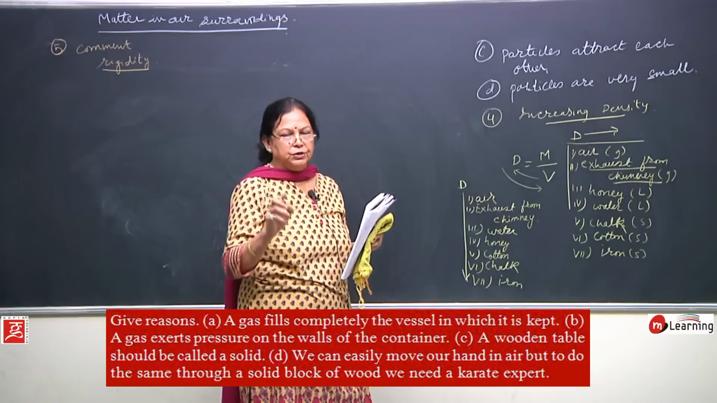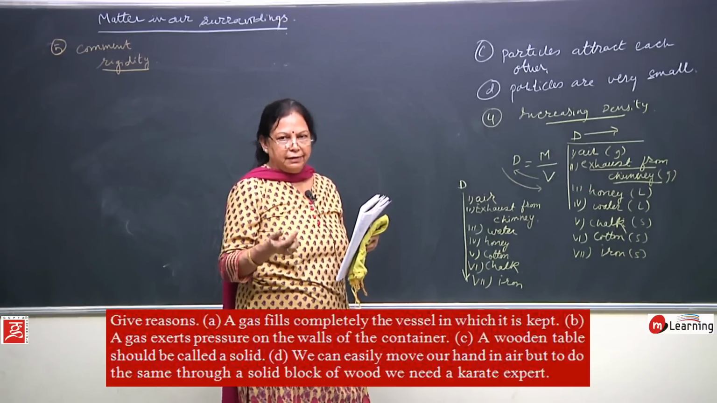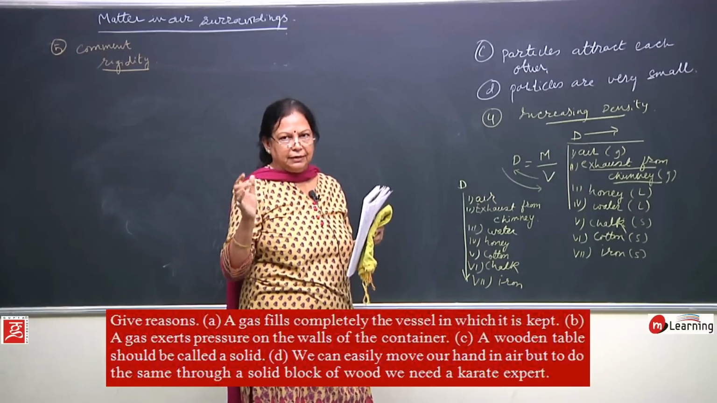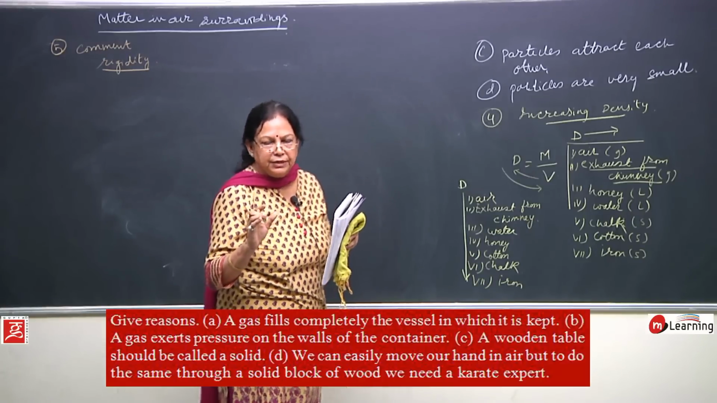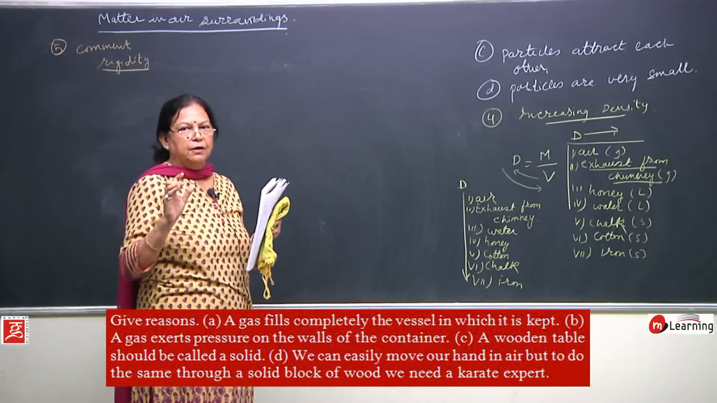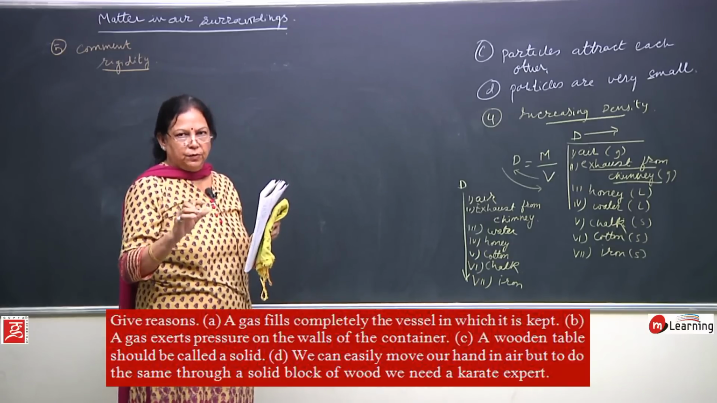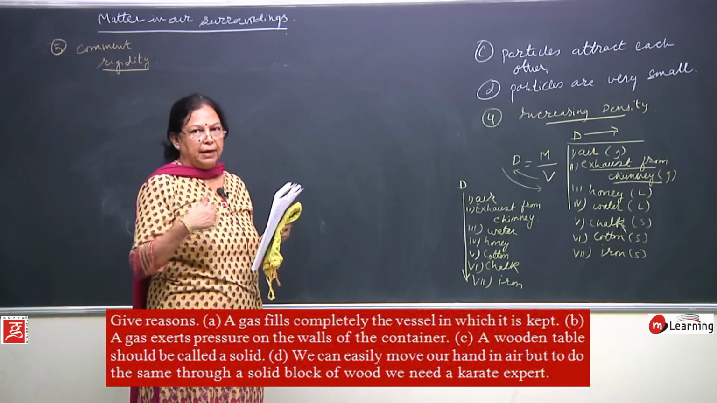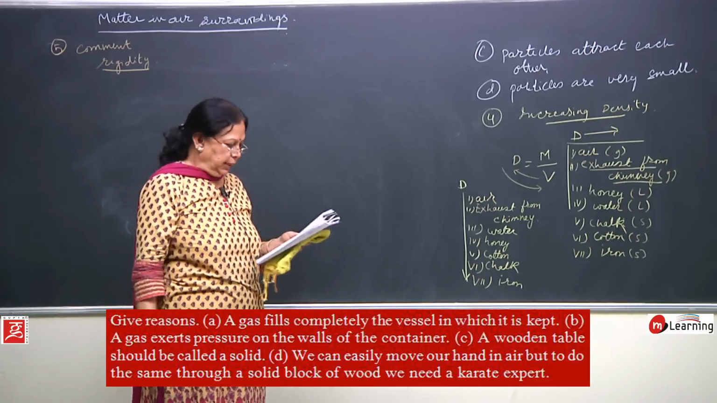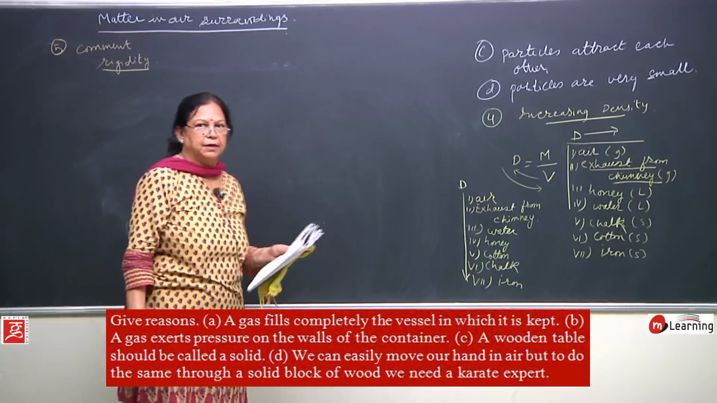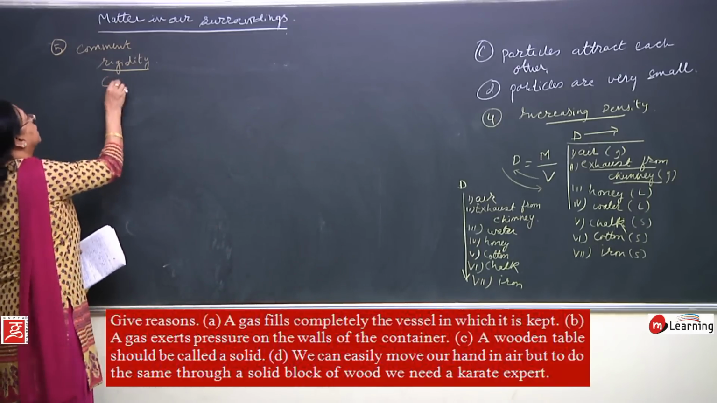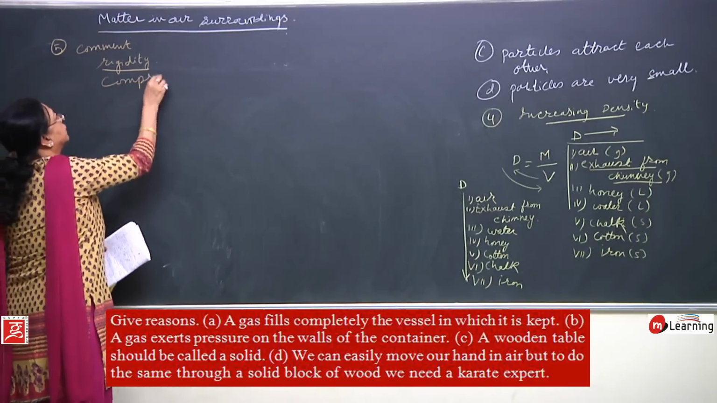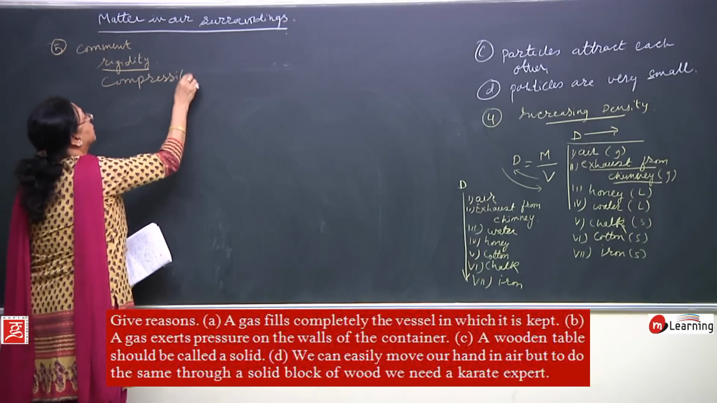And solids usually are rigid. Why are they rigid? The reason is the same: the particles are very close to each other, and because of that the force of attraction is more, and you cannot change the shape by applying pressure or force. Next is compressibility. Just the opposite, compressibility.